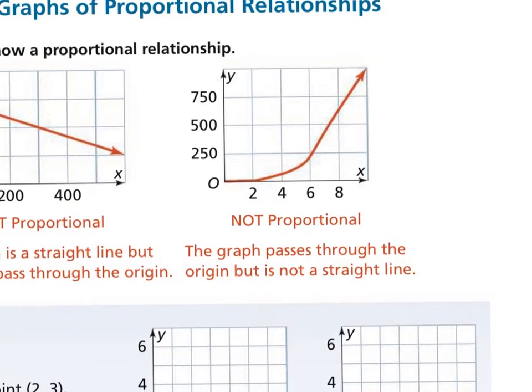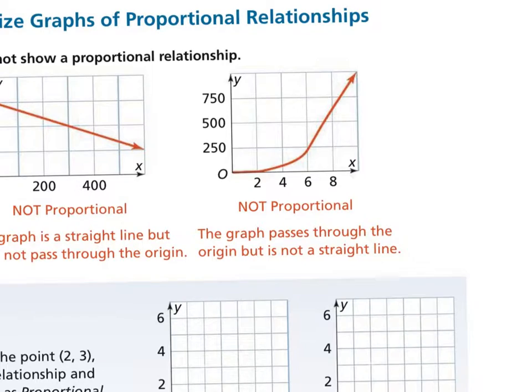And then the last line, it goes through 0, 0, but it's not a straight line. So that's not proportional. Okay, again, it has to do both of the things, straight line and through 0, 0, for it to be proportional.